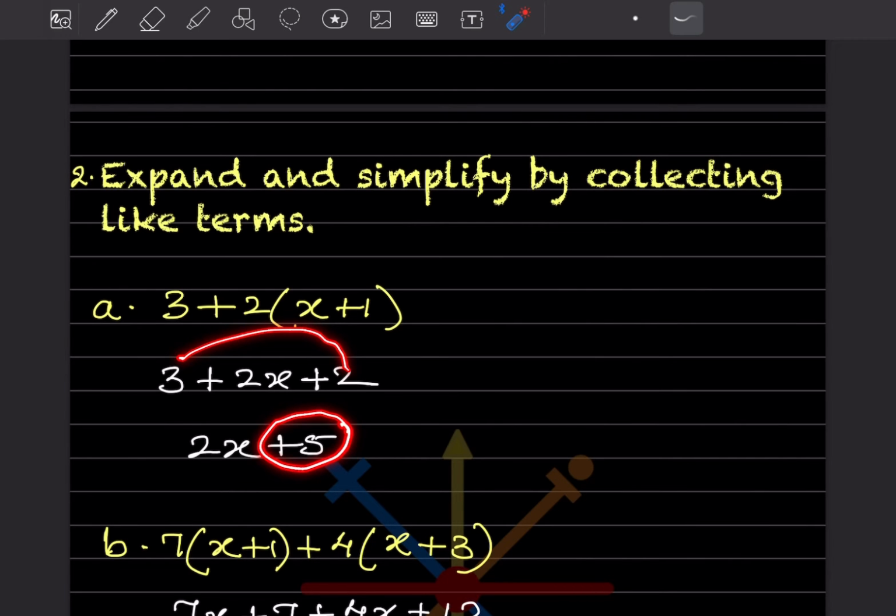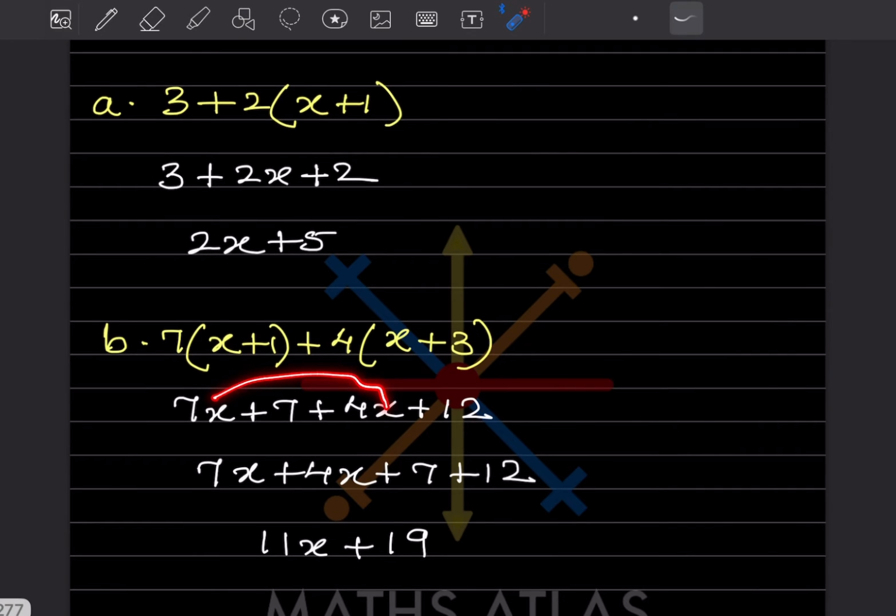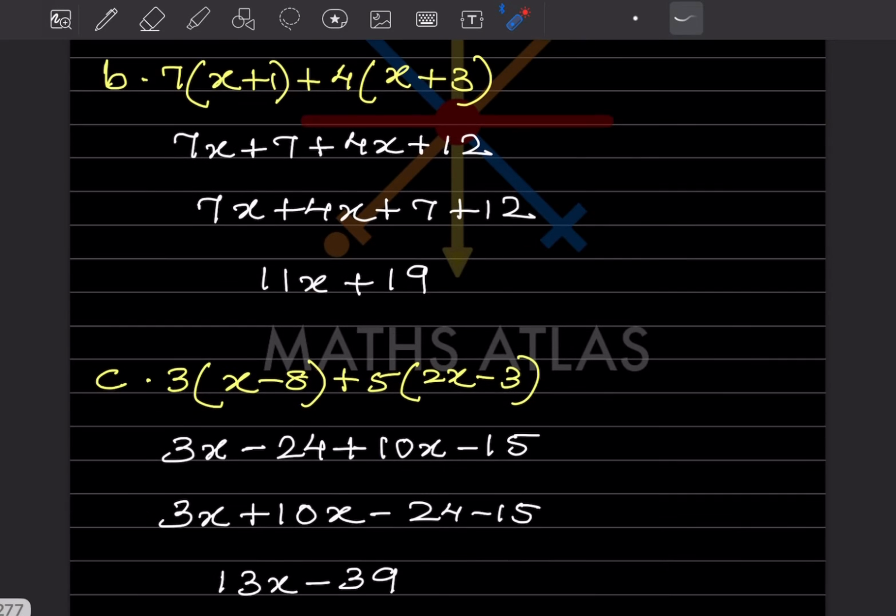be plus 5. Here you can see this 7 is for this bracket and this 4 is for this bracket. So now let us take here 7x plus 7, plus sign as it is, and this will be 4x plus 12. So now this and this together, that will be 7x plus 4x, and this together plus 7 plus 12. So this is going to be 11x and this will be plus 19.